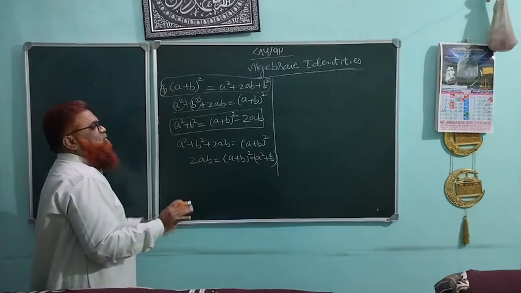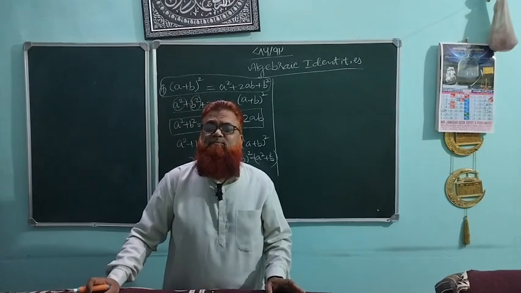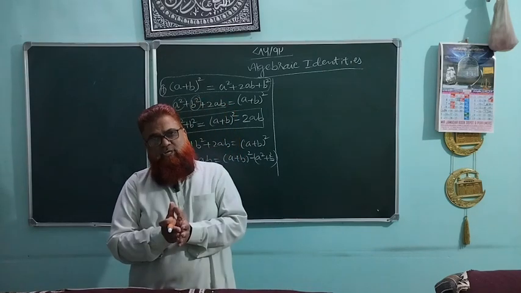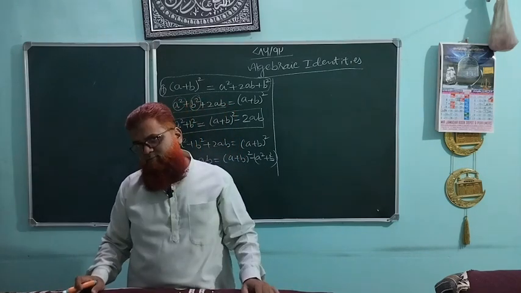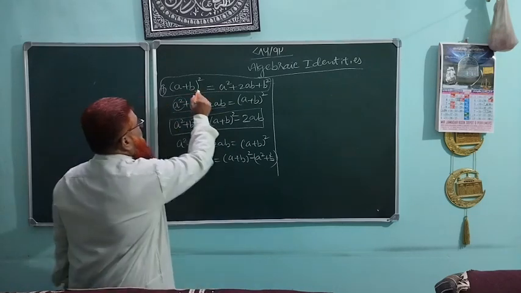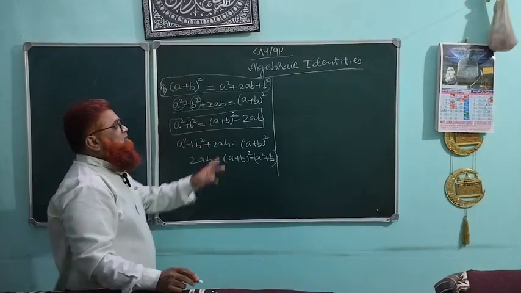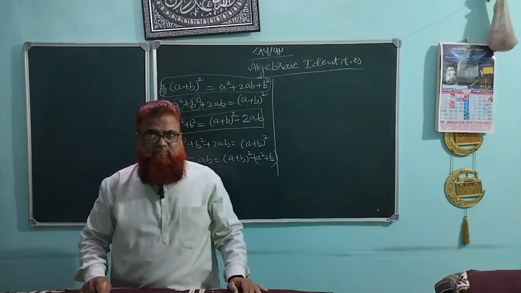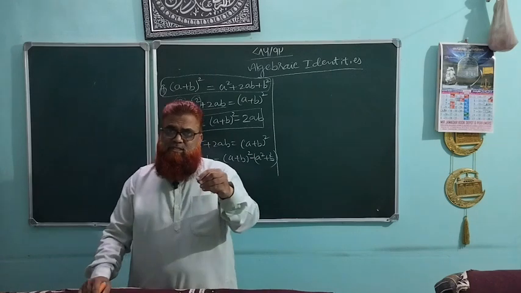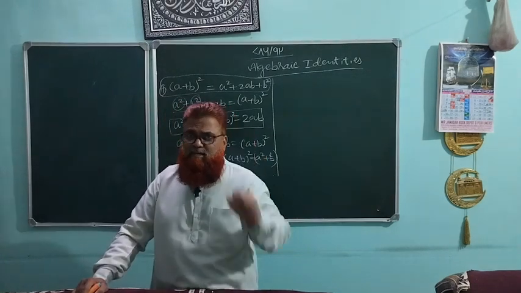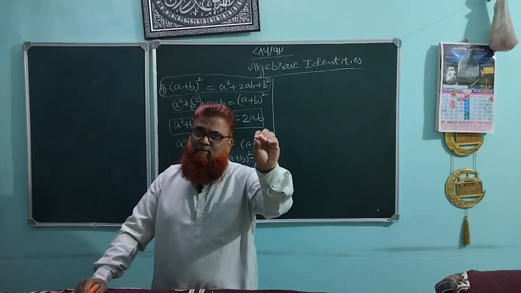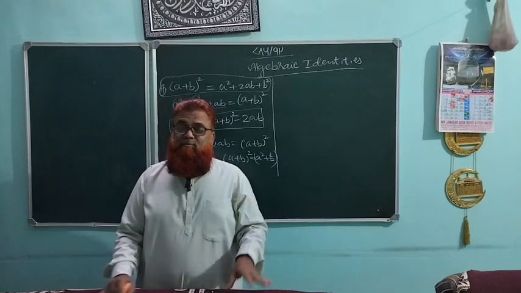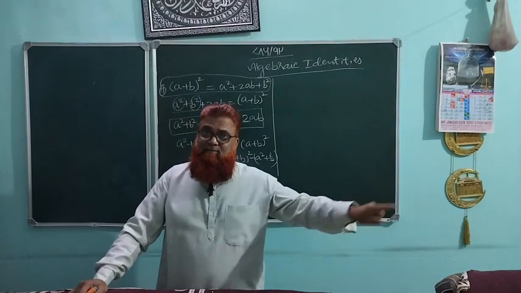This is the answer. How many terms do we have in the expanded form, friends? We have a sum of two terms. When we expand the square, we get three terms, isn't it? When you square it, you get three terms: 1, 2, 3. When you cube it, you get four terms. Are you following? When you raise the power to 5, you get 6 terms. When you raise the power to 10, you get 11 terms.